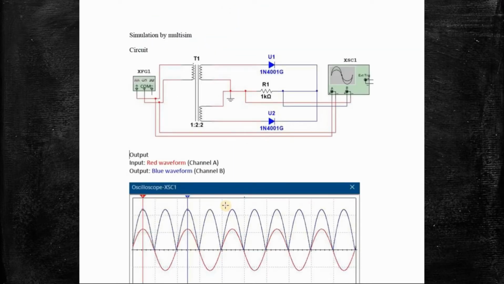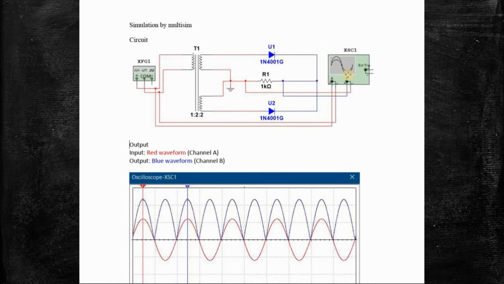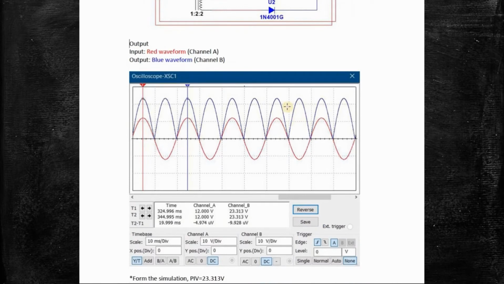This is the circuit that we ran with the Multisim software, and this is the output of Multisim. As we know, the red waveform, channel A, is the input, and the blue waveform, channel B, is the output. We can see the blue waveform is the output waveform, and it is the same as the one I drew previously, which means our output waveform is correct.